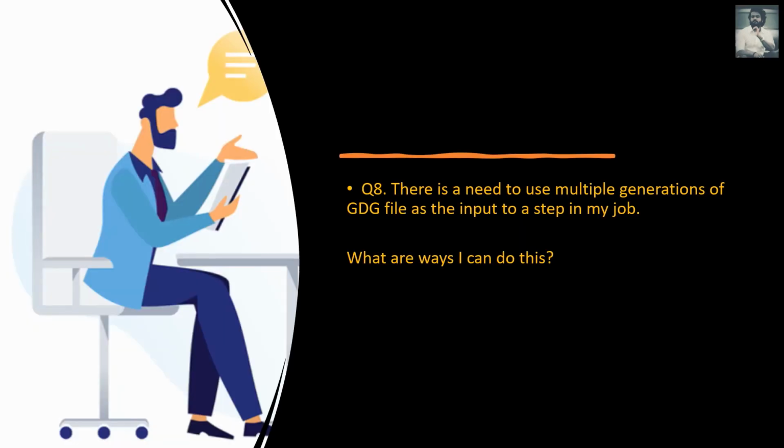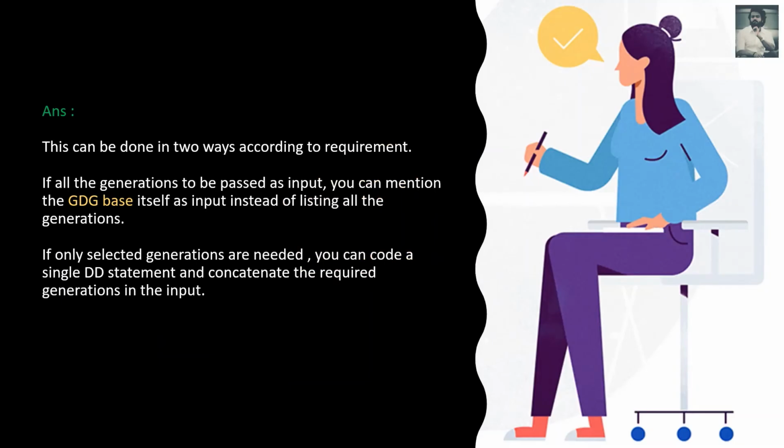Question 8. There is a need to use multiple generations of GDG file as the input to a step in my job. What are the ways we can do this? Answer would be, this can be done in two ways according to requirement. If all the generations to be passed as input, you can mention the GDG base itself as input instead of listing all the generations. If only selected generations are needed, you can code a single DD statement and concatenate the required generations in the input.